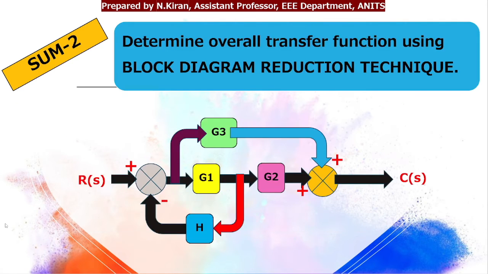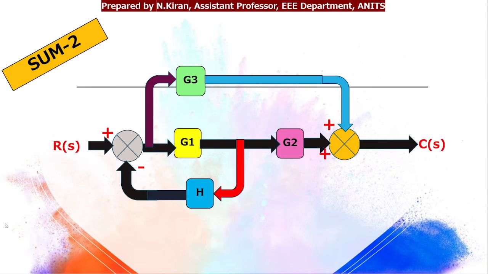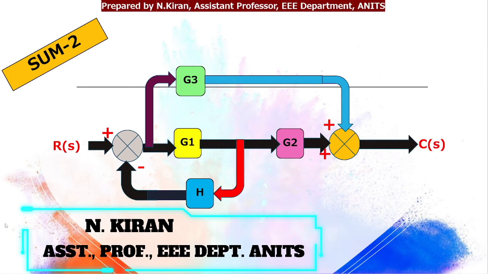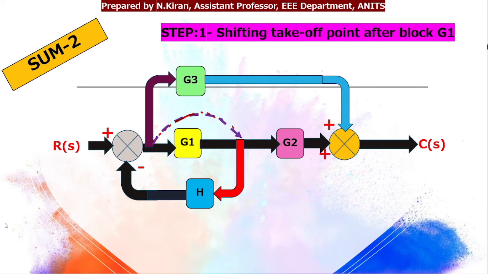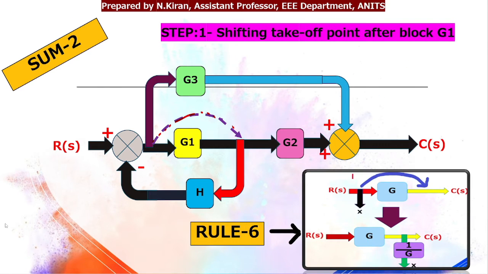Coming to the next sum. So here also I need to find my overall transfer function using block diagram reduction technique. So here the first rule that I can apply is by shifting this takeoff point after the block G1. So let us recall rule number 6. So when I shift my takeoff point after the block G, the takeoff point needs to get multiplied by 1 by G. So here also I'll do the same thing, since here in place of G I have G1.